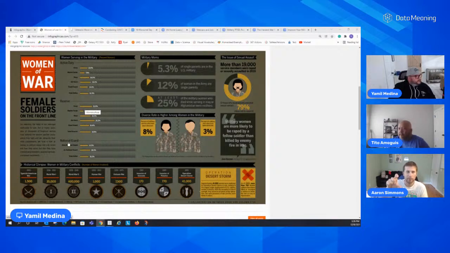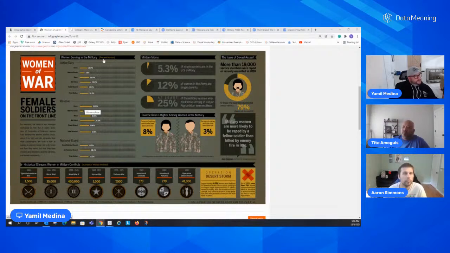I know it's a little hard to see, but here it says active duty, reserve, National Guard. And what this does is it breaks it down by active duty: Army, Marine Corps, Navy, Air Force, Coast Guard, and total active. I kind of like it because I never saw anything that could tell me this. And I'm pretty sure Tito will like this.